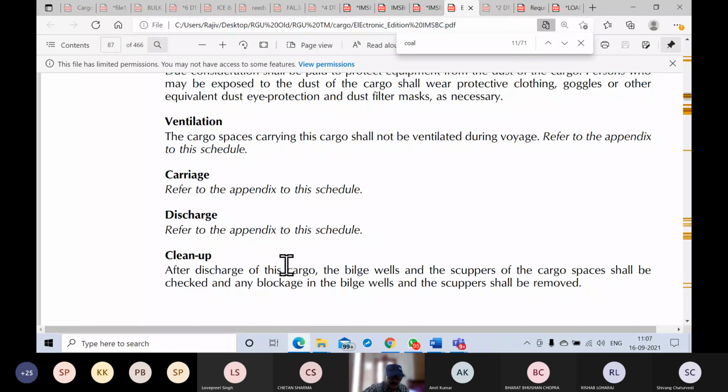Obviously, we cannot memorize these things because it's a heavy schedule. A lot of cargoes are listed. So the whole idea was that you refer to this code and get an idea by going to the individual schedule.